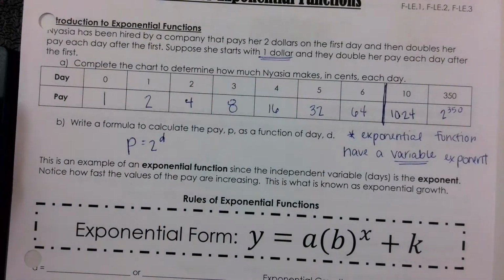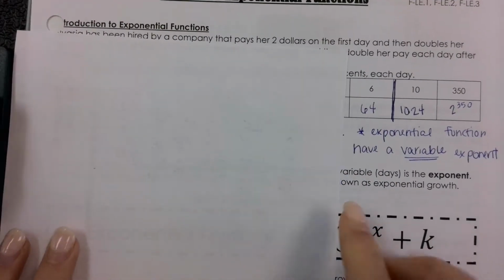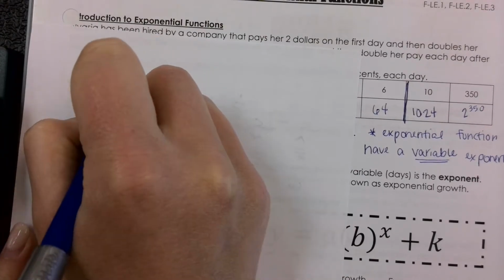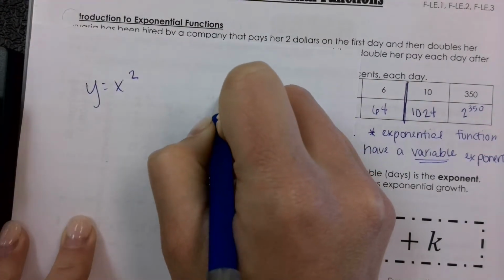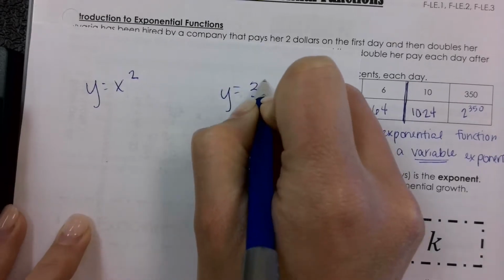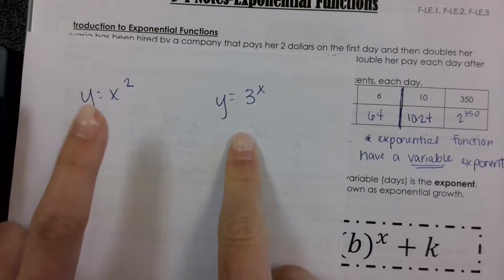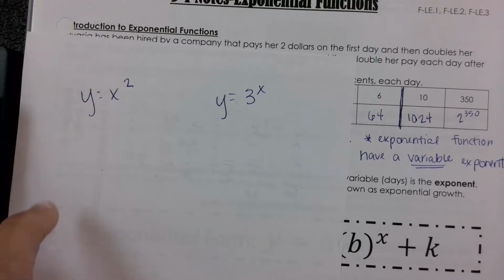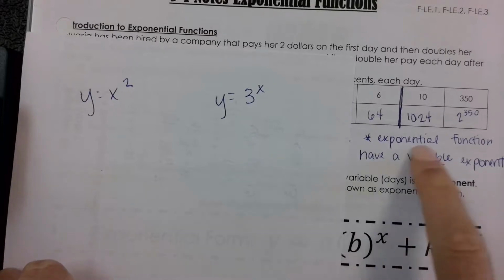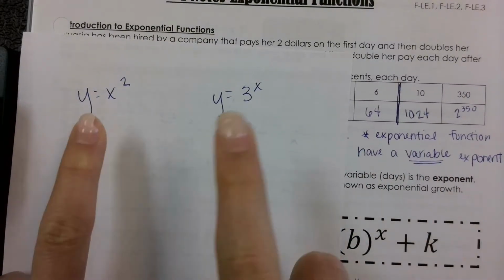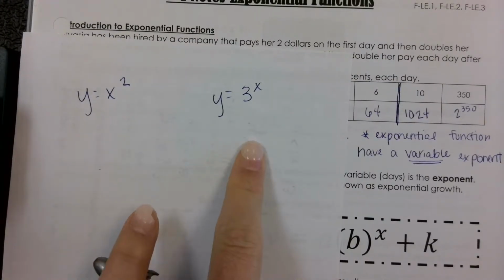So let's pretend you have a function that looks like this, and you have a function that looks like this. Which one of these is exponential? Left side or right side? Exponential functions have a variable exponent. Right side. Does that make sense?